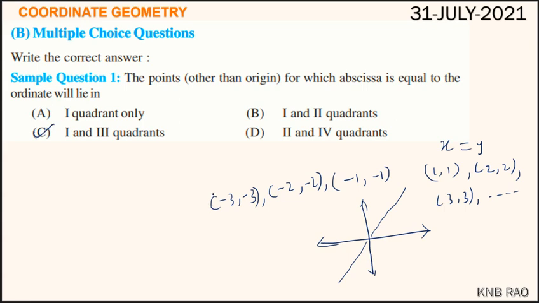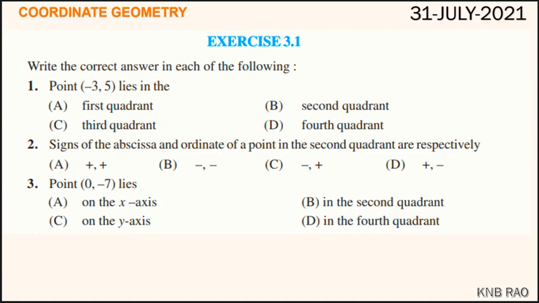Okay. Moving on to exercise 3.1, MCQ type questions. Write the correct answer in each of the following. Point minus 3 comma 5 lies in which quadrant? The nature is very simple: negative comma positive. That means it is going to lie in the second quadrant.